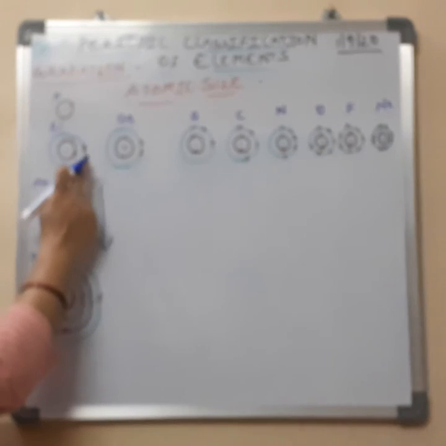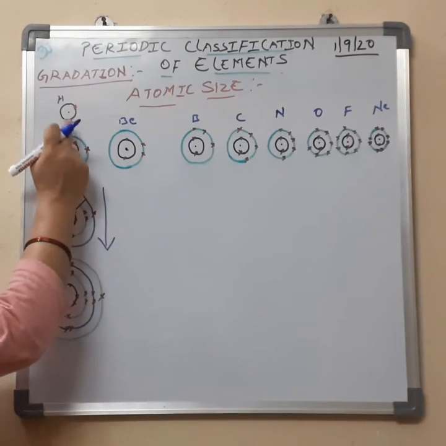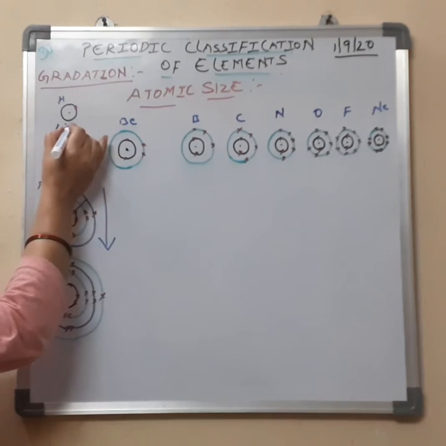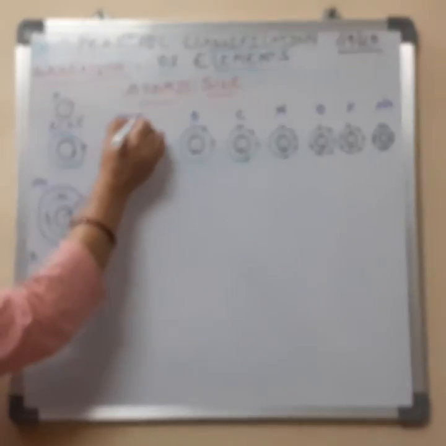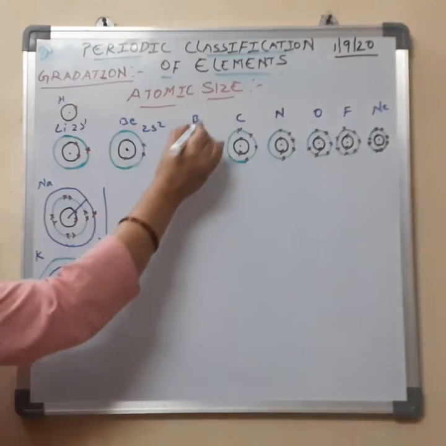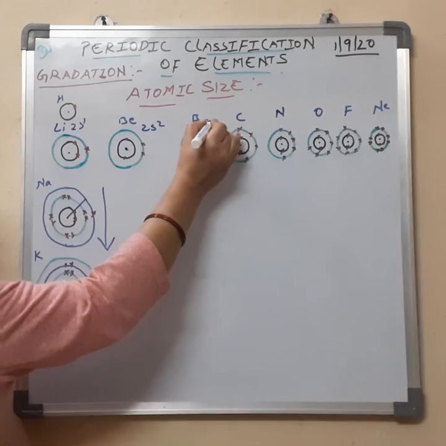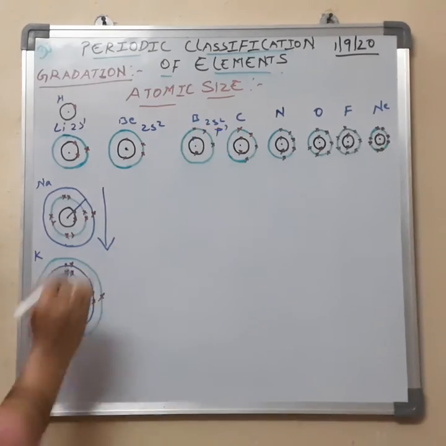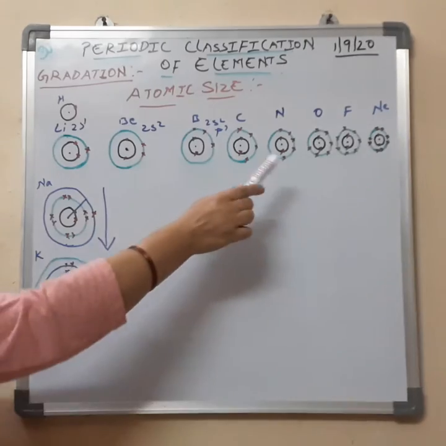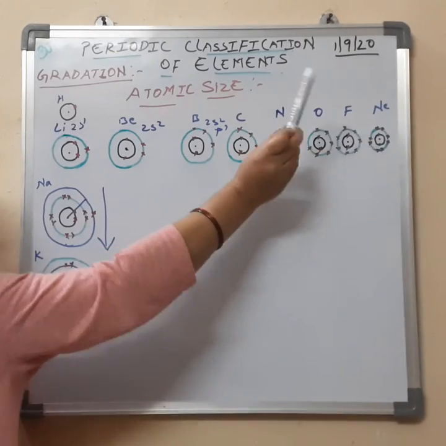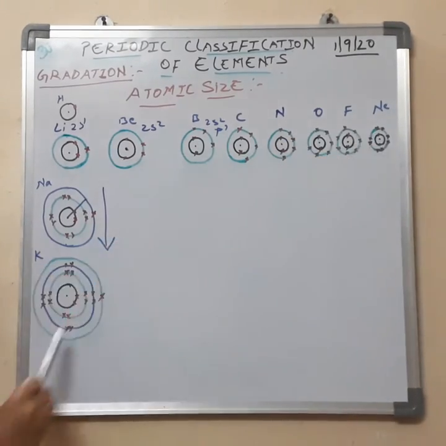But then come along the period. If I take up the configuration of lithium, it is 2s1. Then beryllium is how much, children? 2s2. Boron, 2s2 2p1. So what has happened? The electron keeps on entering into the same shell. Till when? Till the electron gets filled up in the shell, isn't it?